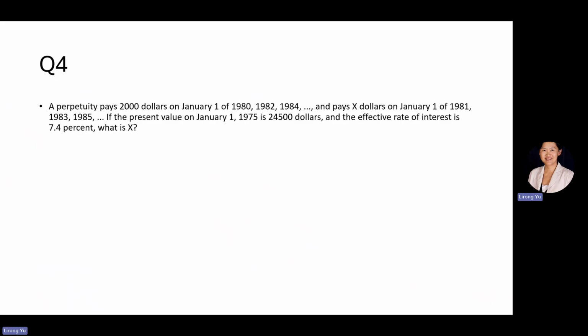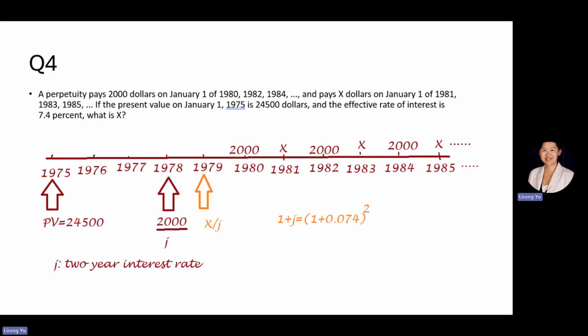There are a couple of time labels. So I think the best option will be to draw the timeline. So you see, the first payment starts at 1980, 2000, and 1981, X, 1982, 2000, 1983, X, and so on. Keep going. It's a perpetuity, so you have an infinite number of payments. Now, the actual time you want to find present value for is 1975, right? Which is 5 years before 1980.